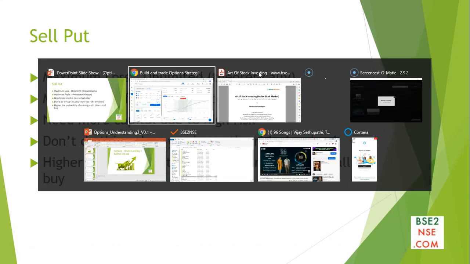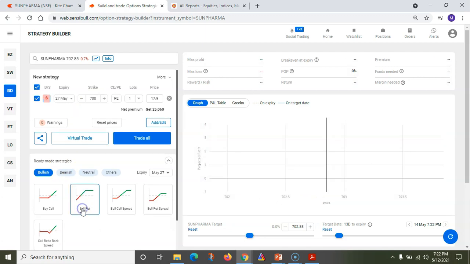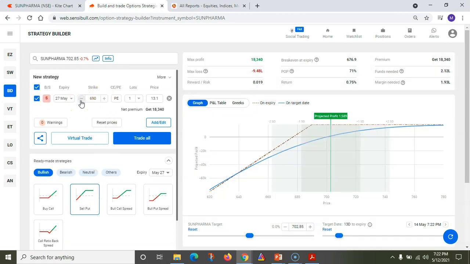Now let us again see an example. Okay, so here, we are bullish. Now let us sell a put option. You can see here, by default this has brought me 700, so let me go 1 point lower. Here you can see now the put premium is around 13, so I am getting a premium of 18,340.